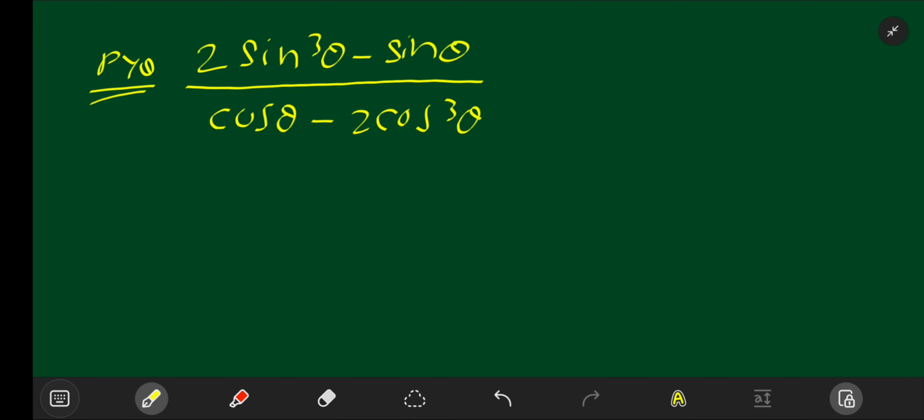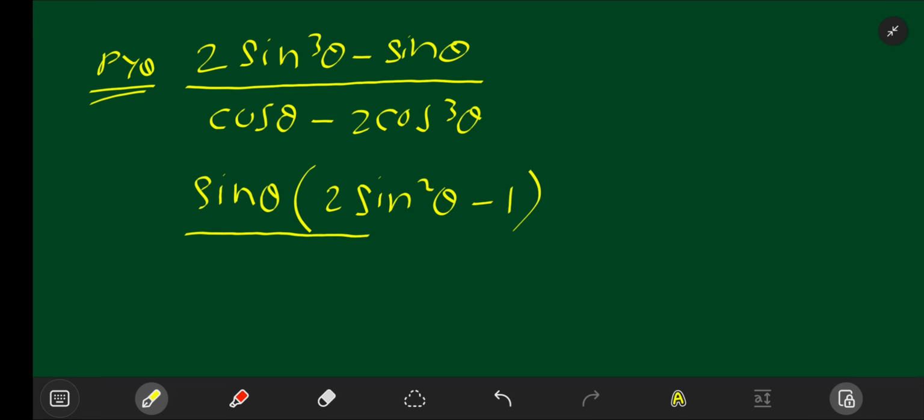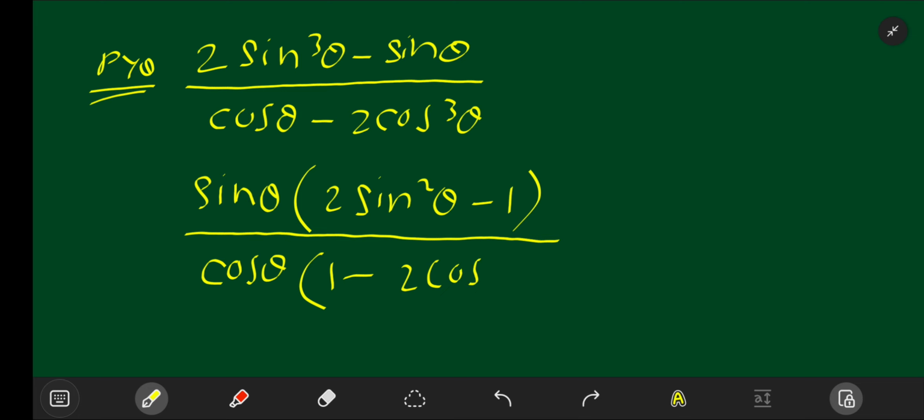If you take sin theta common in the numerator, we are left with 2 sin theta into sin square theta minus 1, divided by cos theta. If we take cos theta common in the denominator, we are left with 1 minus 2 cos square theta.